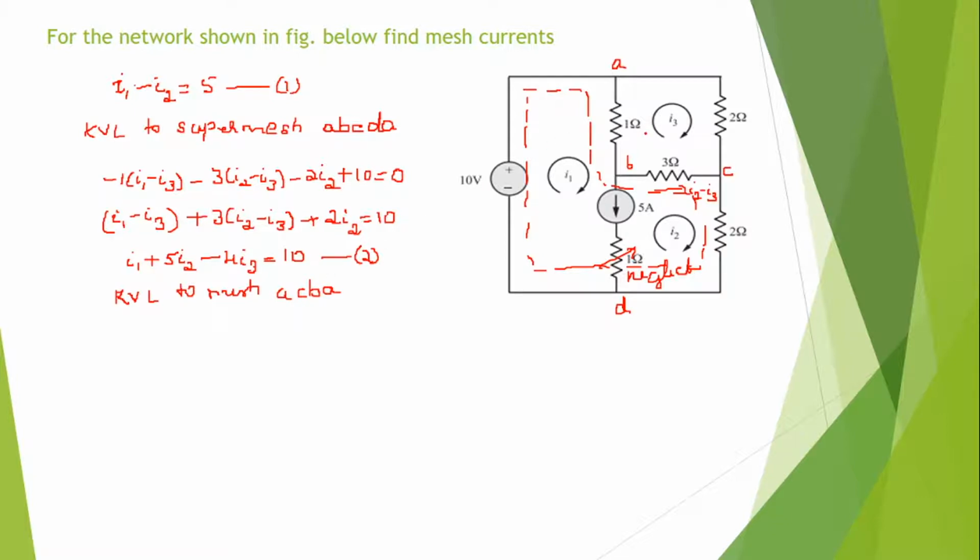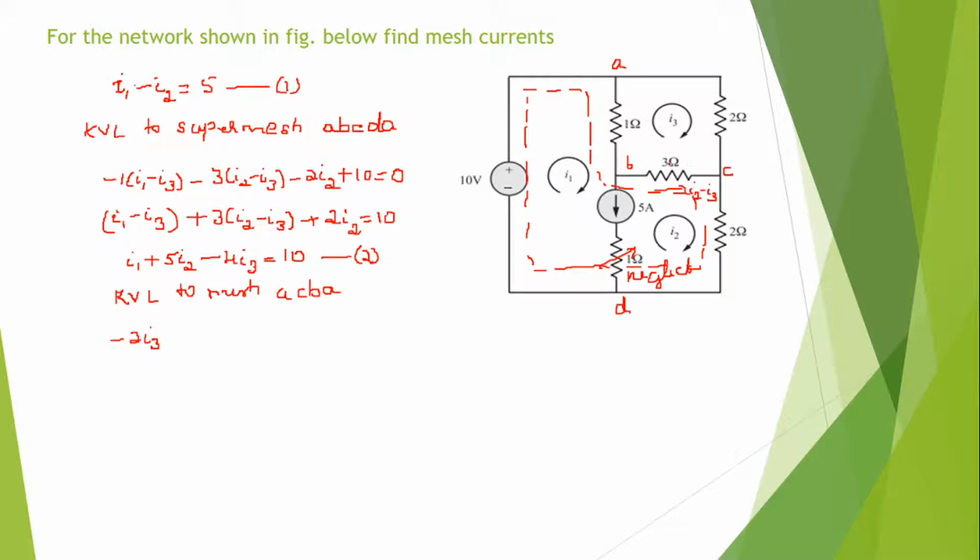So what is the current flow through this 2 ohms? It is in the path direction and the current is I3. So what is the voltage drop across this 2 ohm resistor? That is minus 2I3. Now coming to this 3 ohm resistor, it is connected between C to B.